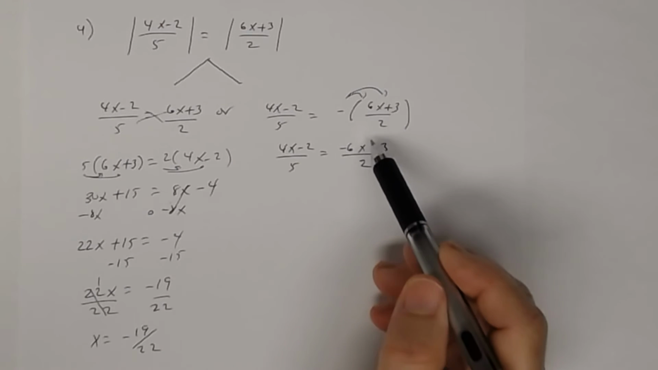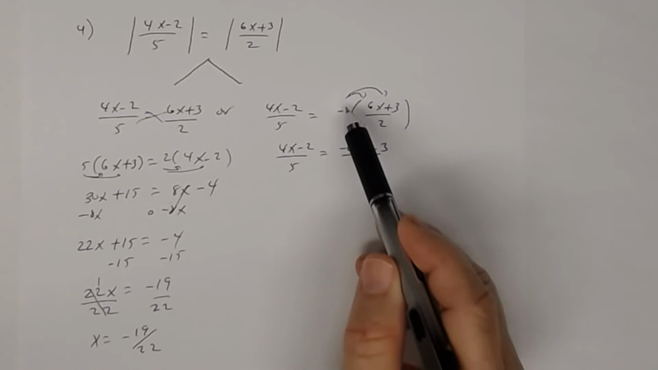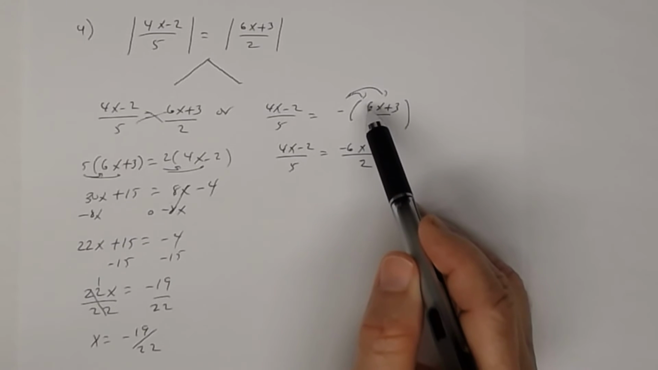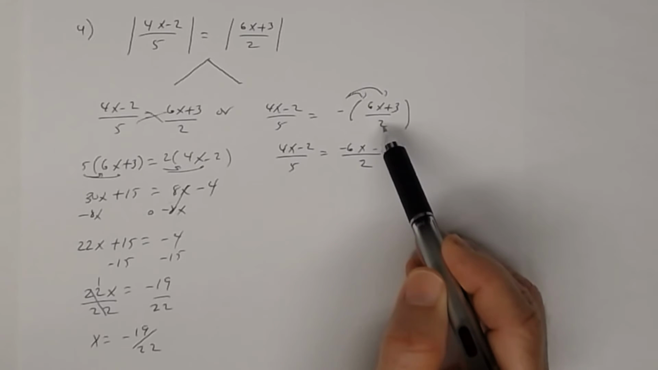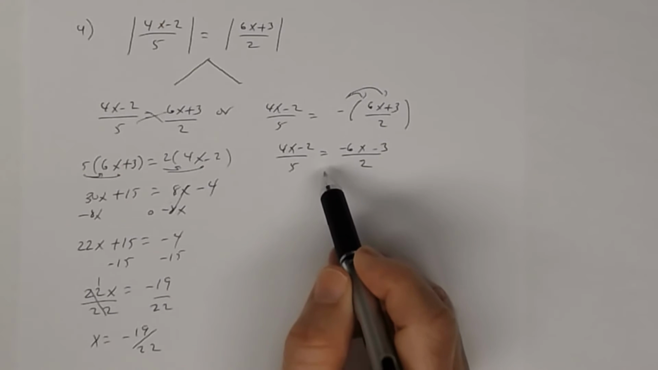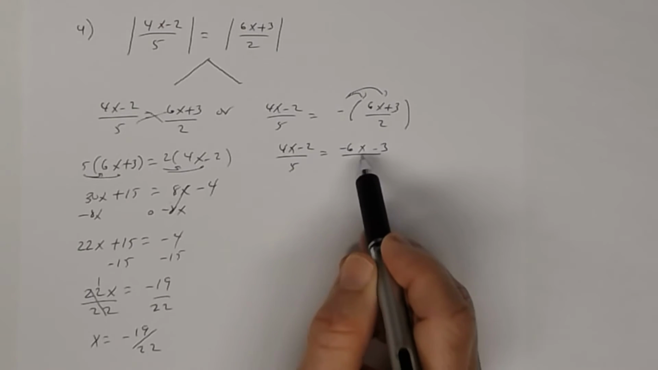Now, you could keep the numerator the same and just take the opposite of the denominator, and that's fine as well, as long as you take the opposite of either the numerator or the denominator, but not both. Okay? All right, so then cross multiplying, because we have this proportion again.